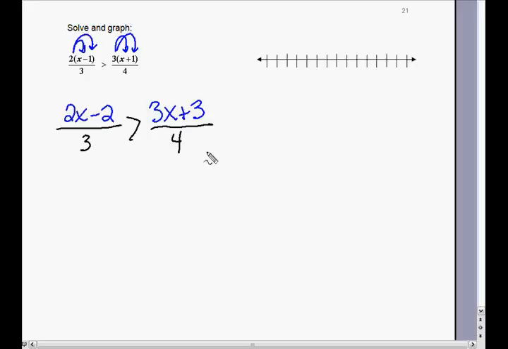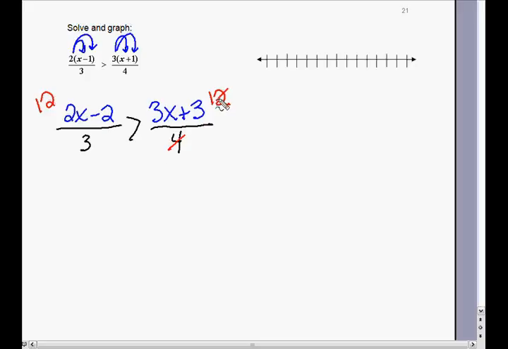Next, we can clear the fractions. The way we clear fractions is to multiply by the LCM. Since our denominators are 3 and 4, our LCM is 12. So we'll multiply both sides of the equation by 12. Notice that on both sides of this equation, there is only one term. So we'll do the reducing.